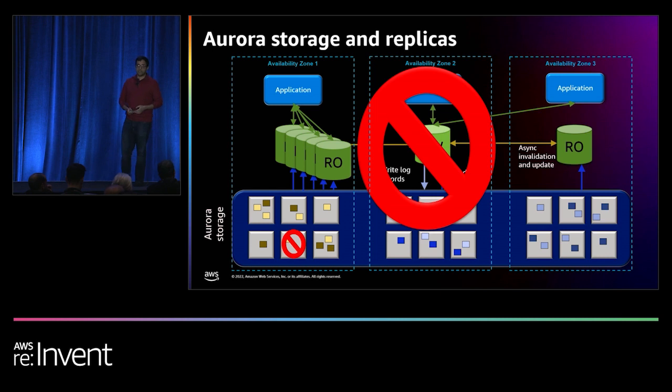Now, what happens in case the writer node instance fails, maybe due to a hardware issue or AZ issue? It just fails over to the target read replica. And the read and writer endpoints, the cluster endpoints, remain the same, so your application doesn't need to make any changes. And you can decide which read replica you want to set as the target for failover by using something called failover tiering.